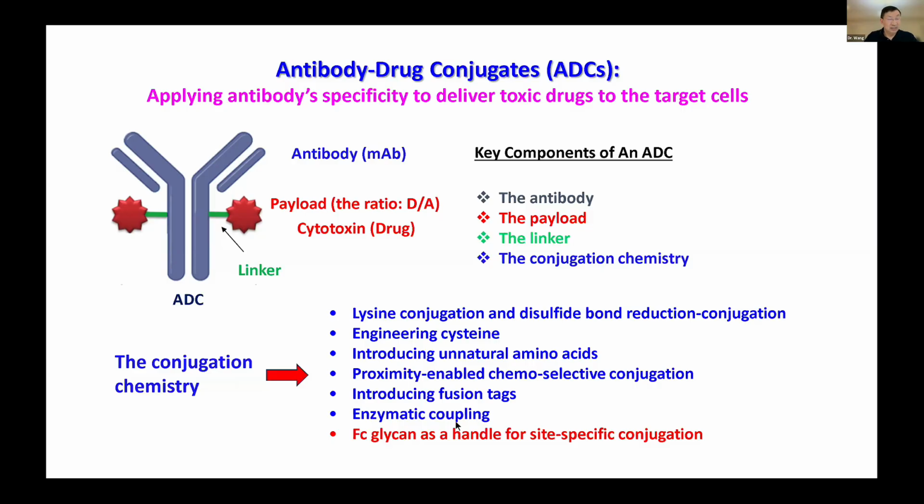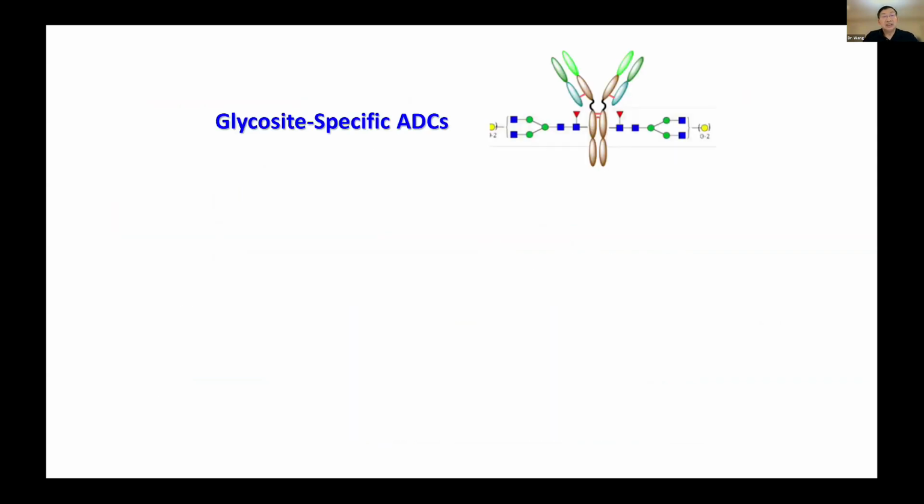Today I will focus on the Fc glycan as a handle for site-specific conjugation. As I mentioned, the antibody has an Fc glycan, a heterogeneous, complex biantennary type of sugar. But all the sugars can be subjected to modification to introduce a tag and do subsequent click chemistry for conjugation. People modify the fucose and galactose and even introduce sialic acid with the tag, and then you can do click chemistry.